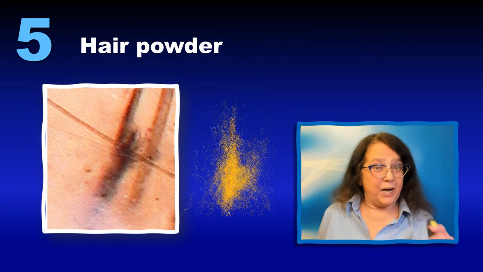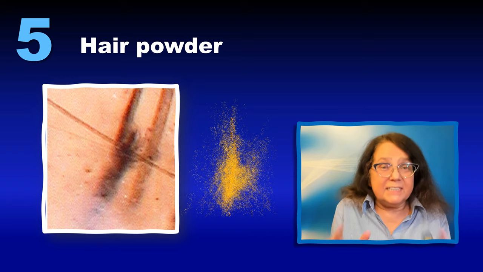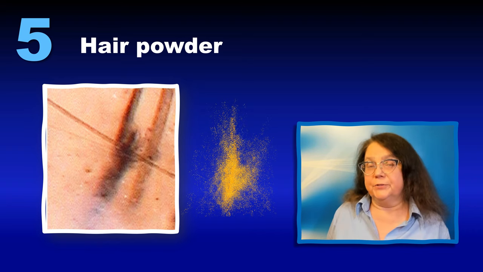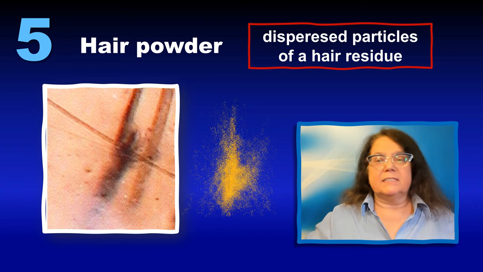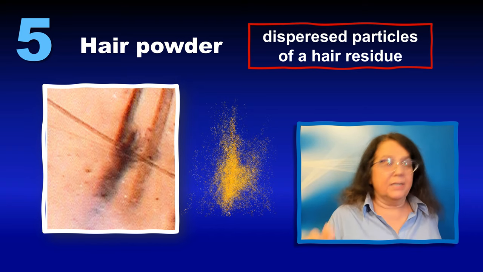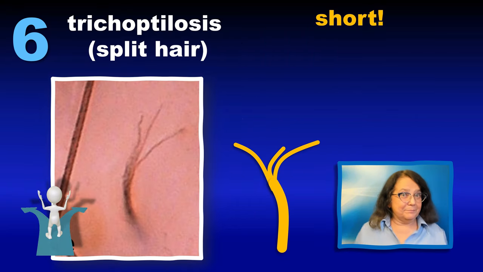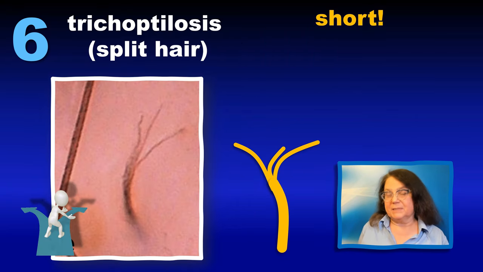Number 5 is the hair powder. The hair powder is even less of a hair residue compared to a flame hair. This is the presence of dispersed particles of a hair residue. Number 6, trichoptilosis or split hair.